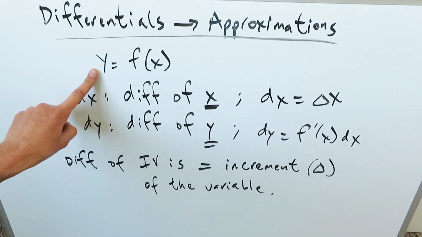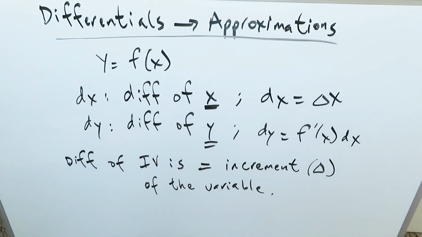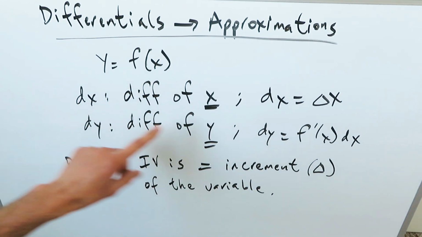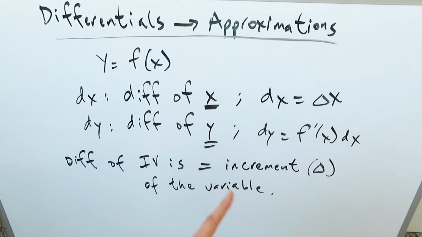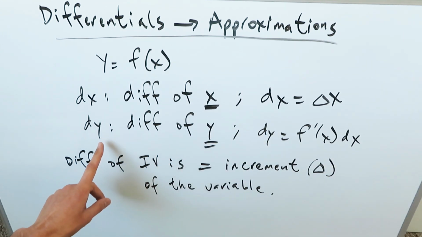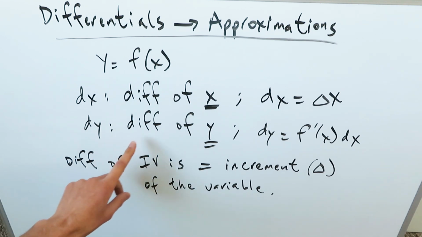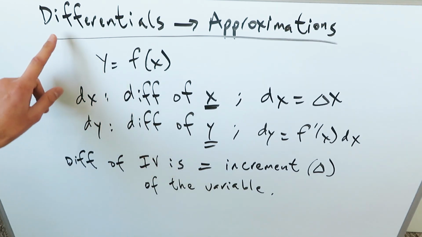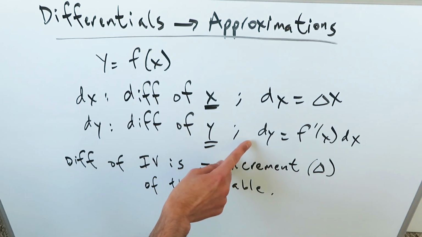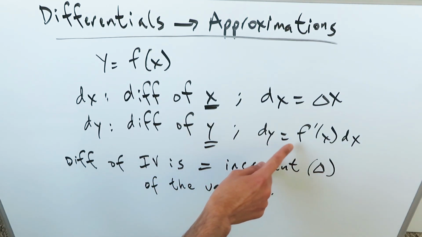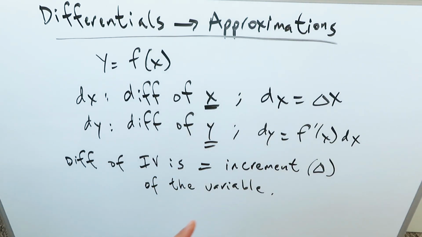If you consider y is equal to your function f of x, and we know this from precalculus, y is always equal to f of x. dx is the differential of that variable x. By this relation, dx is equal to delta x, which is your incremental change in x. Looking right here, the dy represents the differential of y, because here we're looking at differentials for use of approximations. The differential of y by the relation is dy equal to the derivative of x dx.